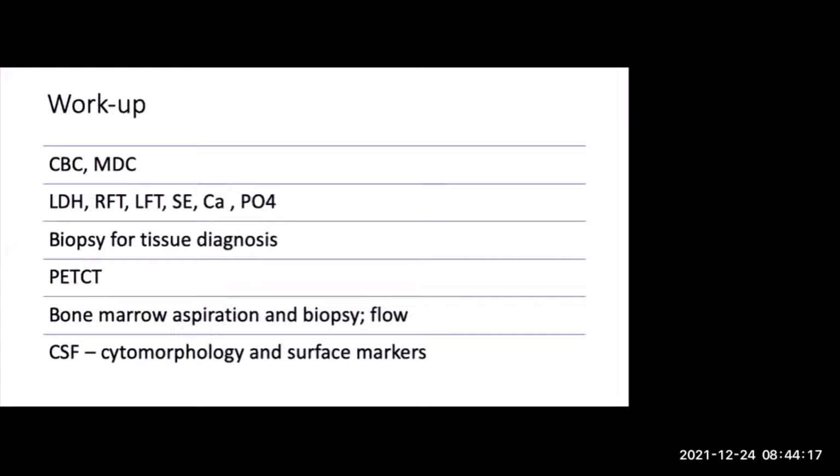Biopsy is mandatory for tissue diagnosis, except in the leukemic presentation, where you can send flow and cytogenetics and get the diagnosis. PET-CT, bone marrow aspiration and biopsy, and CSF studies are important for staging and prognostication.